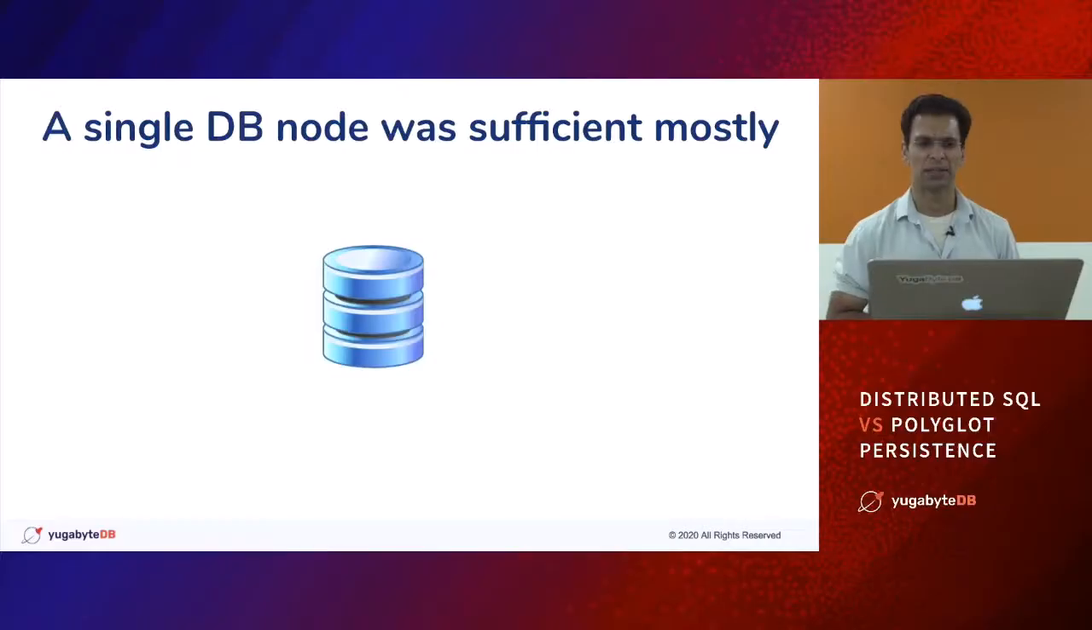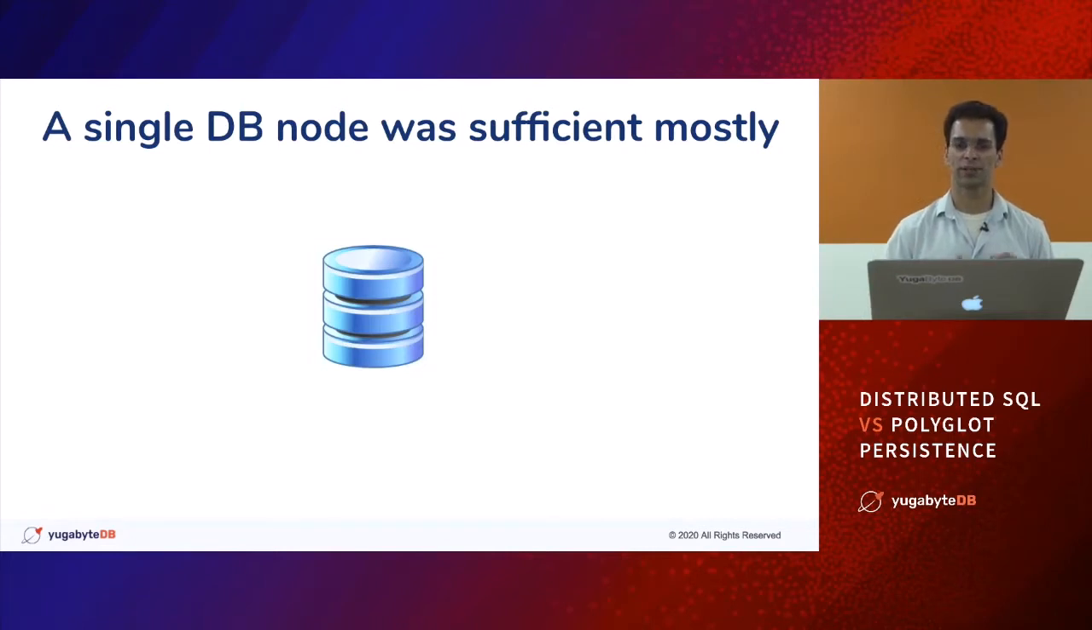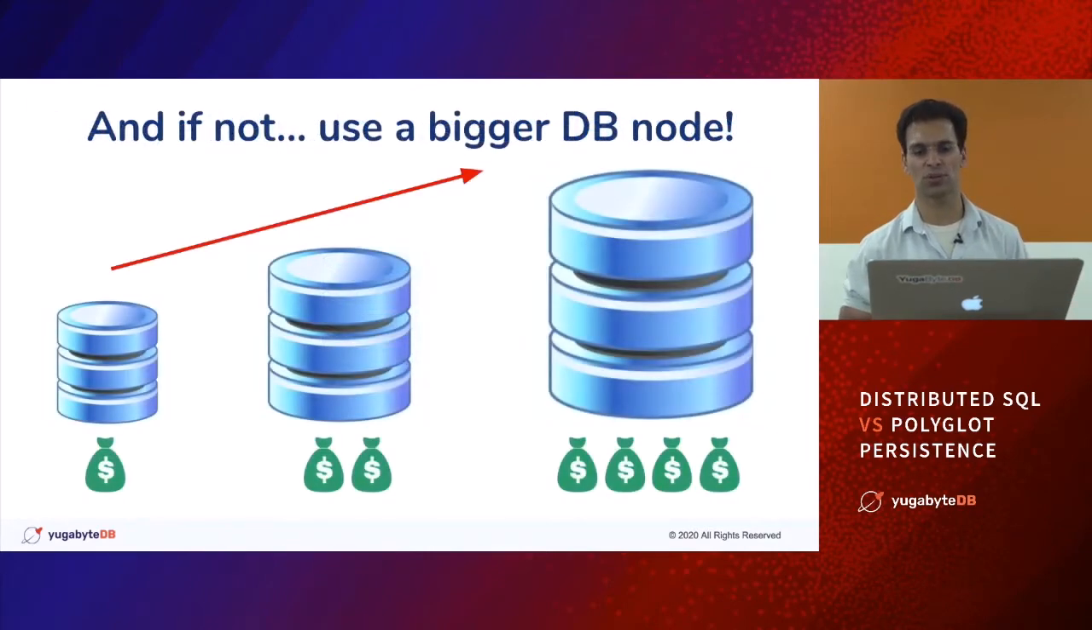Now, let's carry forward. What else was going on? Well, a single node database was sufficient most of the time. 90, 95, maybe even 99% of the time, you could just do business with a single node database. If it was not sufficient for those few use cases, you could just spend the money and get a bigger database and an even bigger database. This model is called scaling up. There was no scale out, there was only scale up. And it's okay that it was really expensive because it happened so rarely. It wasn't the norm, far from it.